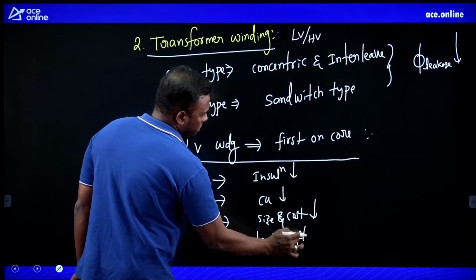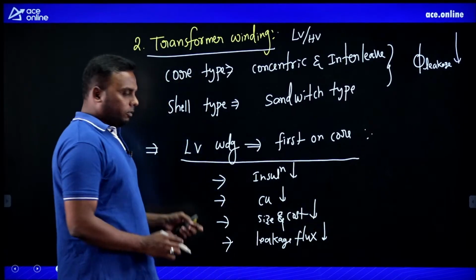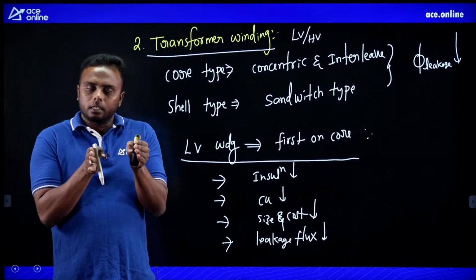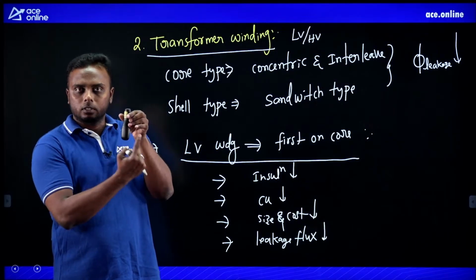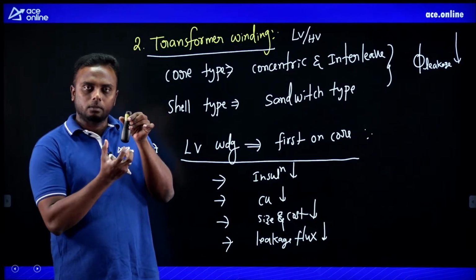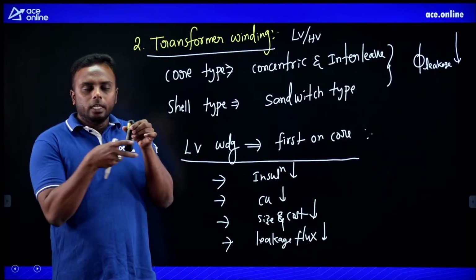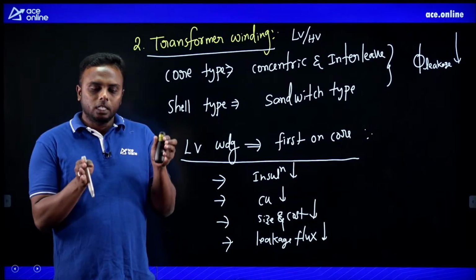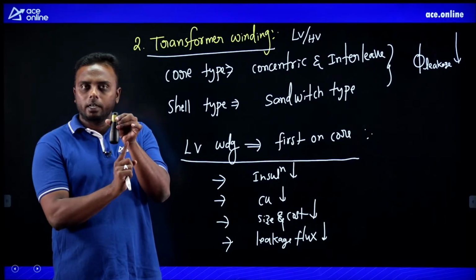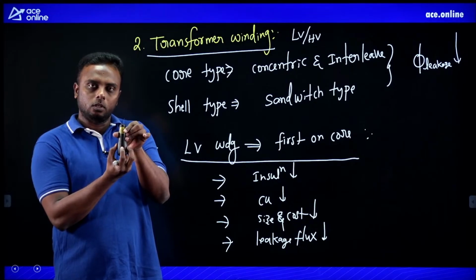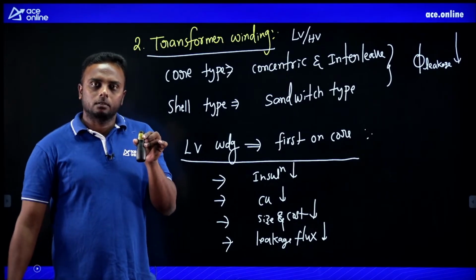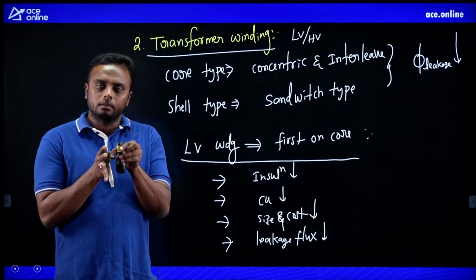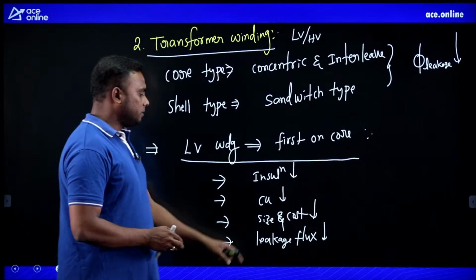Leakage flux also reduces, because whenever LV is placed first, the insulation required between core and winding is very less. Suppose you put HV winding on the core first, so much insulation you have to put first and then the winding on that. If insulation increases, the distance between core and winding also increases. But insulation reduces whenever we place LV winding, and the winding will come very near to the core. That's why leakage will reduce here. So windings always should be near to the core, and the two windings should be near to each other. Then leakage will reduce. So leakage flux reduces.